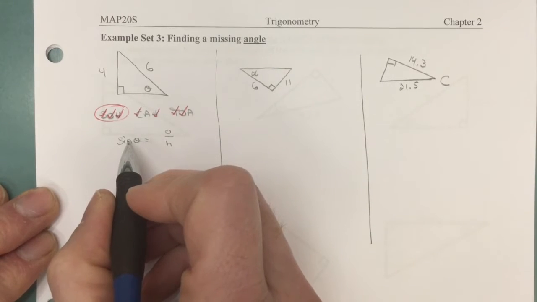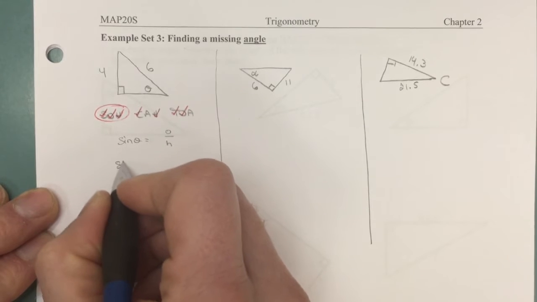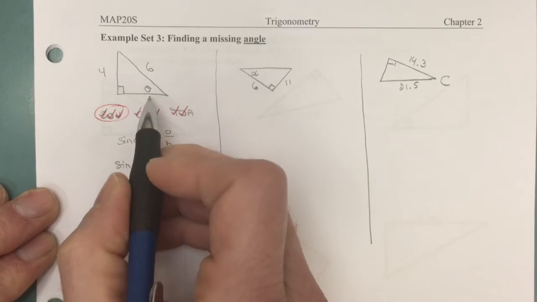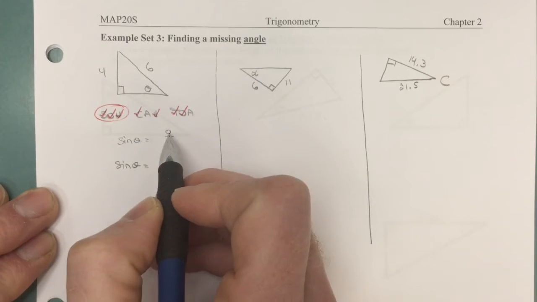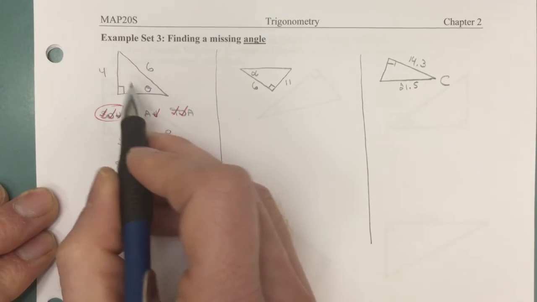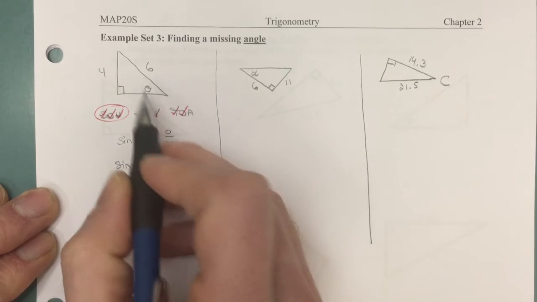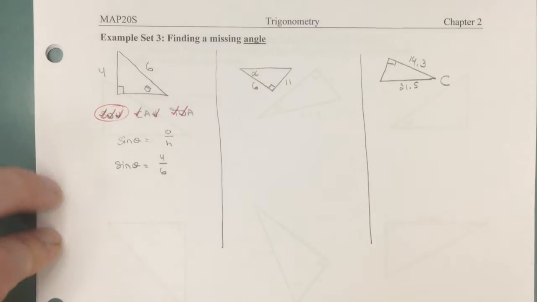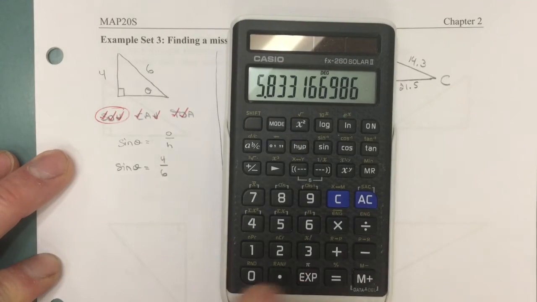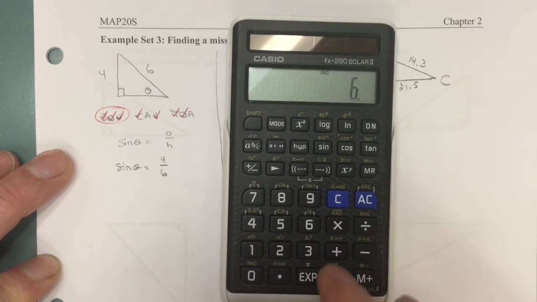And now we will insert the numbers that we are given. We don't have the angle, so we will just keep this as sine theta. It is called theta, so we will leave it as theta. The opposite is 4. That's the opposite to the angle. And the hypotenuse is 6. So we have 4 divided by 6. And now all you need to do is find out what this ratio is equal to on the right-hand side. So that's 4 divided by 6.